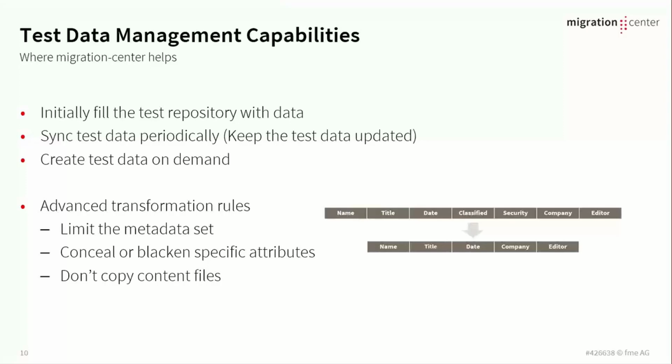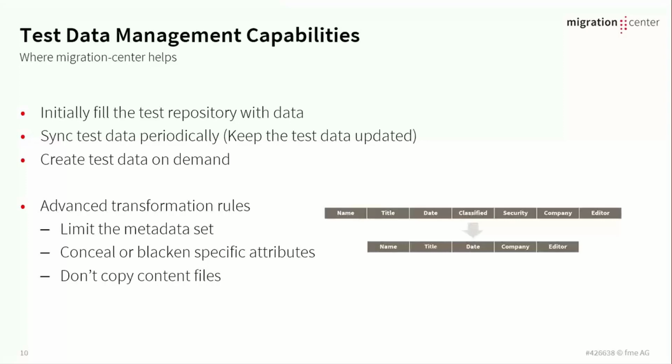Also set up on different criteria. It's very dynamic. So you set up transformation rules also to decide, for example, if that value is this, then we conceal the attribute value, or you're totally free and flexible to do all those things. And of course, we also offer to not copy content files or create dummy content files. So this is also done, we also offer no content copy migrations.